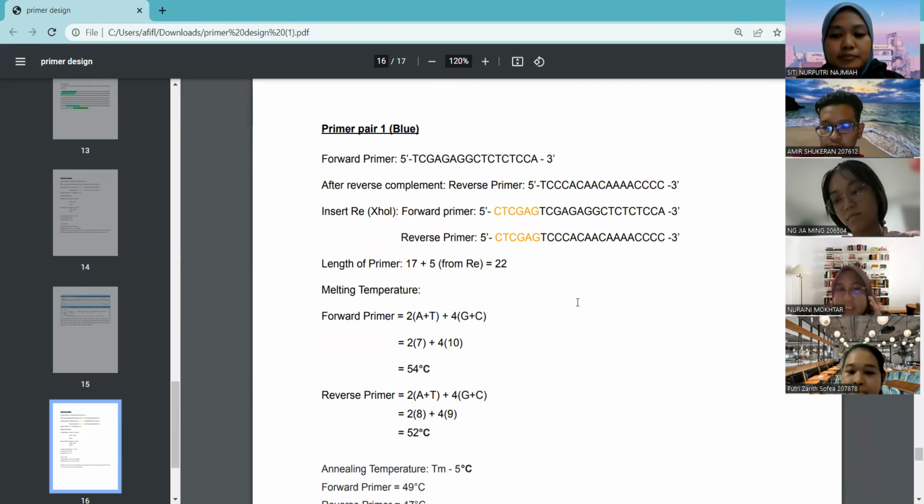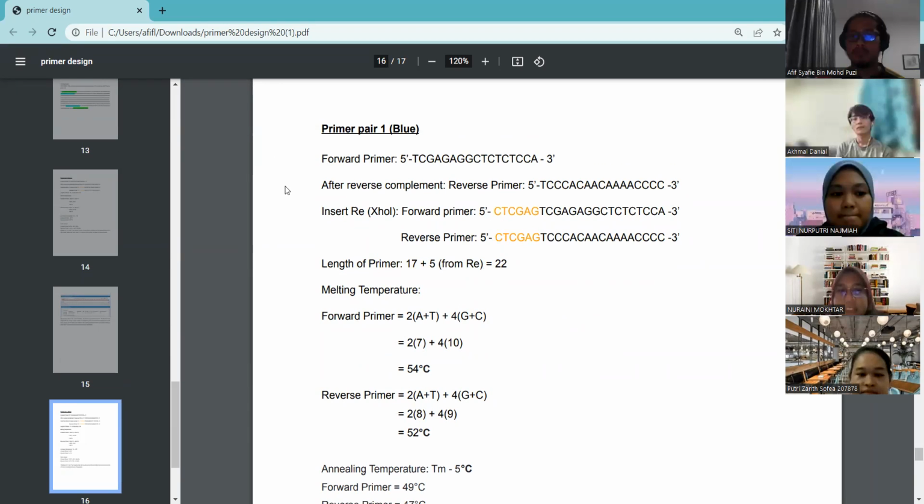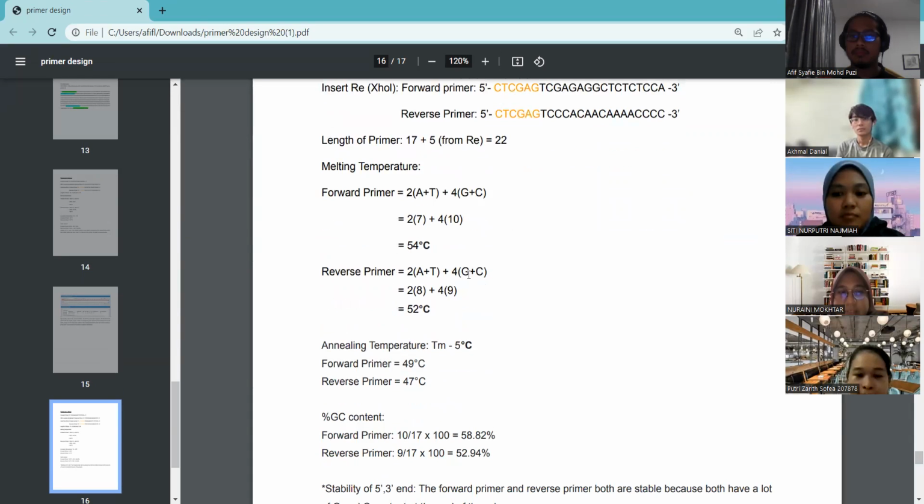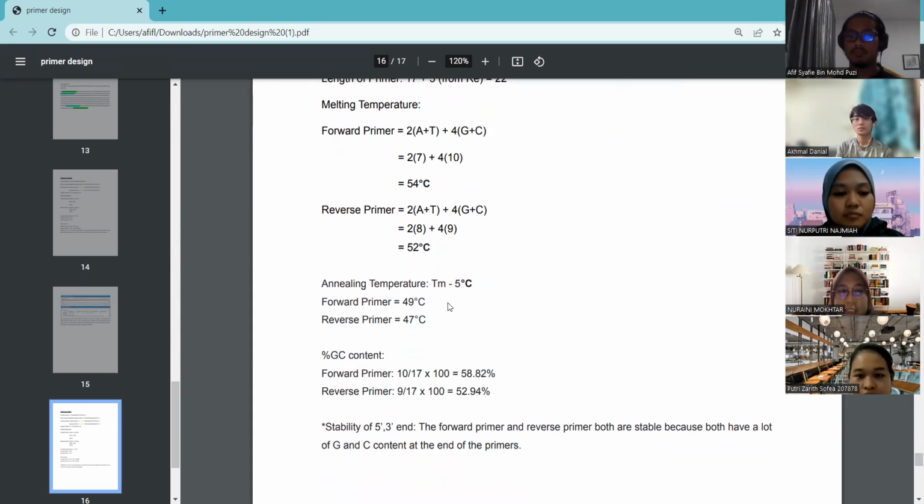Okay, thank you, Putri. So for my primer, I also chose randomly from the sequence. And the length of my primer is 17, which is the optimal length for a good primer. And after that, the melting temperature that I got for the forward primer is 54 degrees Celsius, and for the reverse primer is 52 degrees Celsius, which we considered also optimal. And for the annealing temperature, my forward primer is 49 degrees Celsius and the reverse primer is 47 degrees Celsius. Also, both of them are lower than the melting temperature.